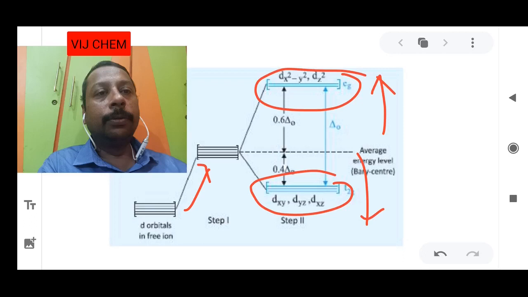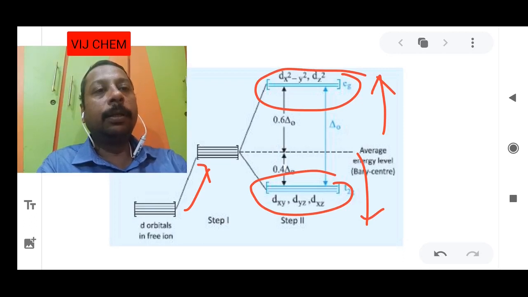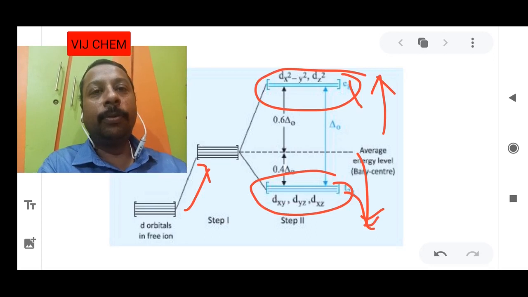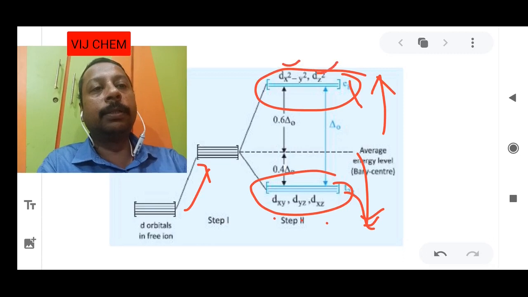But see here, there is one more point. These two are called Eg, and these three are called T2g. What technique did I tell you? T for 3 and T2g. So when I say T2g, these three orbitals come first. When I call Eg, these two orbitals come first.